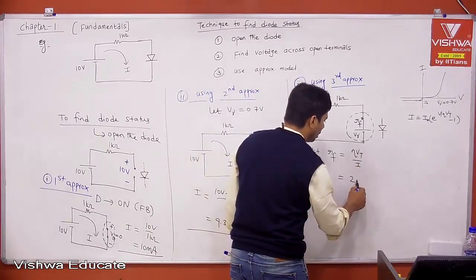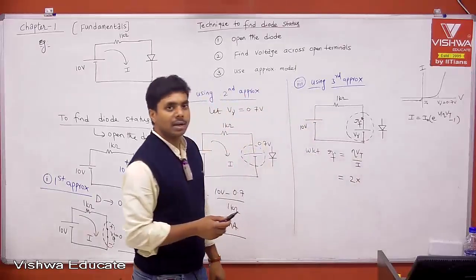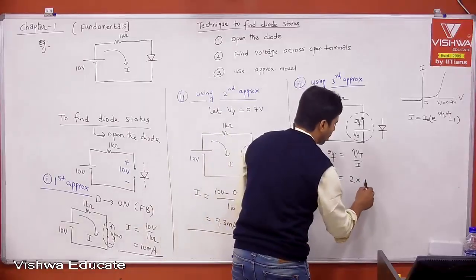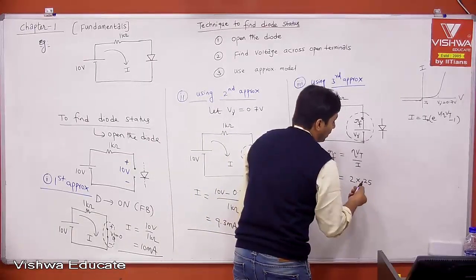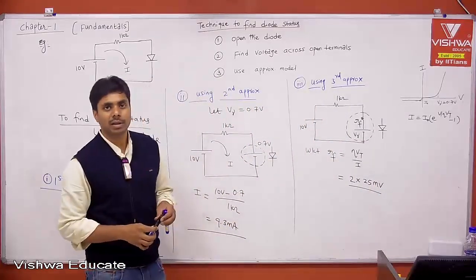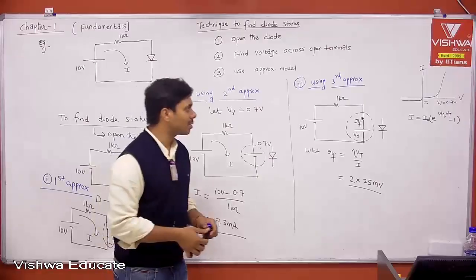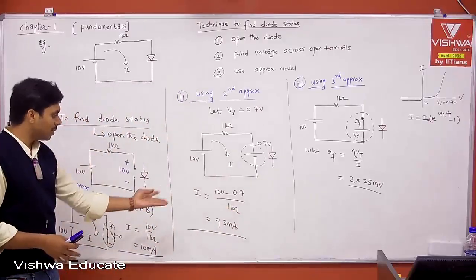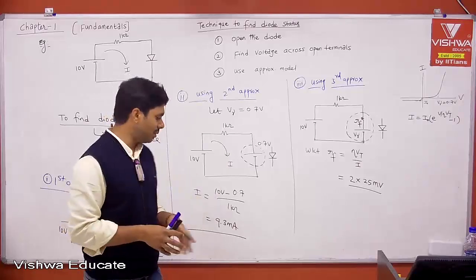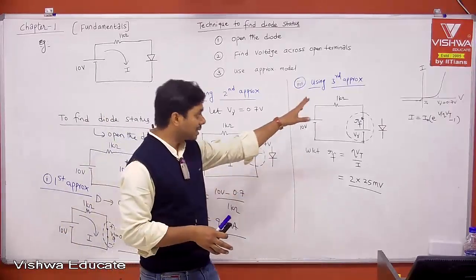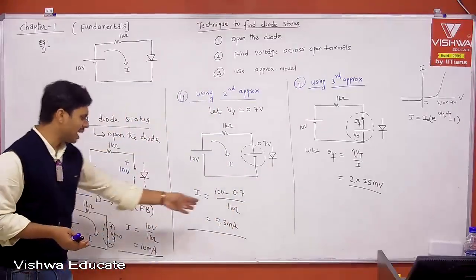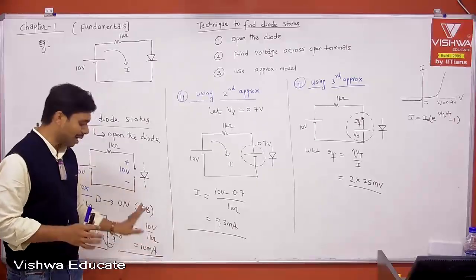Therefore, eta is 2. And what is Vt? Volt equivalent of temperature at room temperature, let us say 26 millivolt. Let me take approximately 25 millivolt for easy calculation. And what is I? I is nothing but your bias current. You can take it as approximately 10 milliampere, or 9.3 milliampere or around that. Even if you take the exact value of 9.3 milliampere, it won't change much. For simplification, 10 or 9.3 is close to the same. Let me take 10 milliampere.